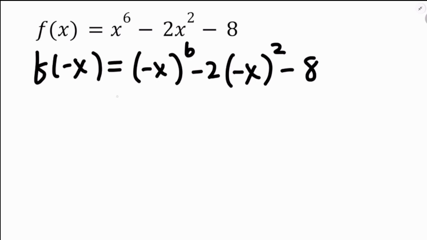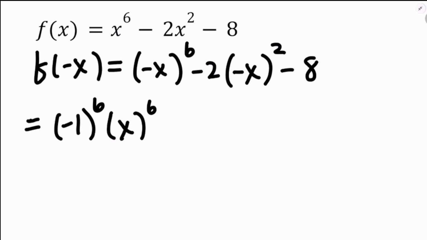But the reason for that is, well, this is going to be negative x to the 6th. Well, negative x is negative 1 times x. And if I'm taking negative 1 times x to the 6th power, I can say that's negative 1 to the 6th and x to the 6th. Because if I multiplied it out, I'd have negative x times negative x times negative x times negative x times negative x times negative x, 6 times. So I'd have 6 negative 1s and 6 x's. And that's why I can distribute the exponent over multiplication in a way that I can't over addition, right?